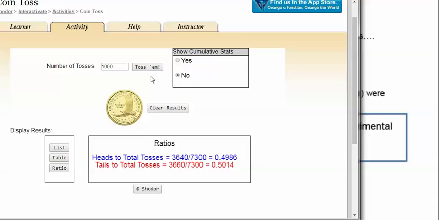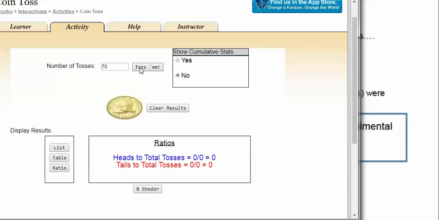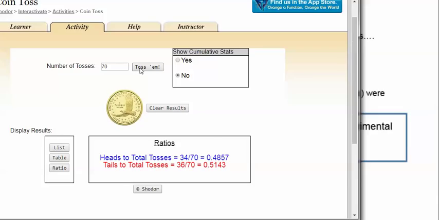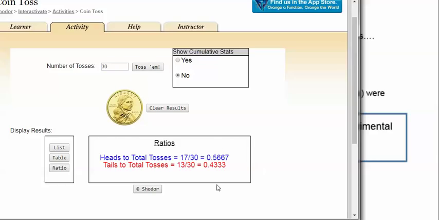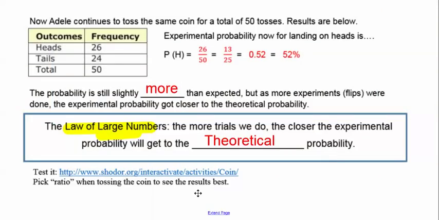Very, very close. And now let's say we go back to just 70 tosses. So look at this. We're at 0.49 and 0.50, the decimals. 0.48, 0.41. Or let's say we had done 30. Yeah, not as close. So the more trials you do, the closer you're going to be to that theoretical probability. Okay?